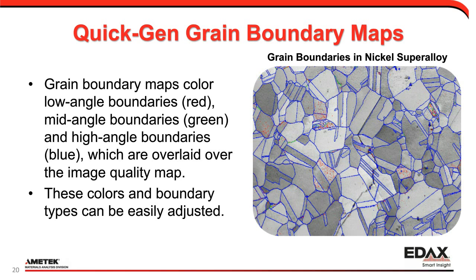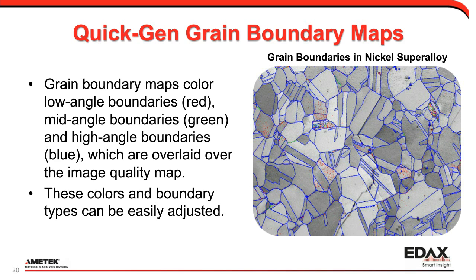The next type of map is what we call a grain boundary map, where we can color different boundaries. In this example, the low angle boundaries are red, mid angle boundaries are green, and high angle boundaries are blue. And we overlay that on an image quality map. You can always adjust what the colors and the boundary types are for this type of map, but you're able to see where boundaries are located. For example, in here we see twins pop out in this nickel superalloy, and then we're able to identify if they're a special grain boundary type.